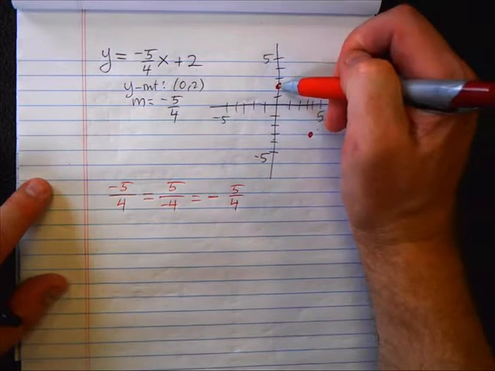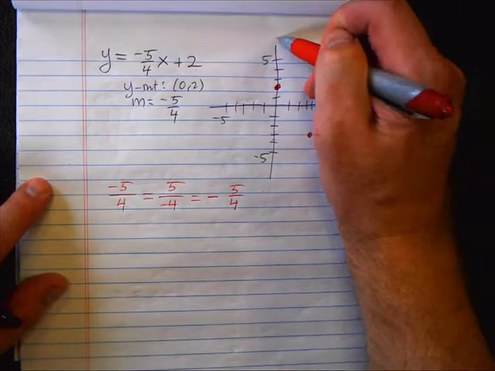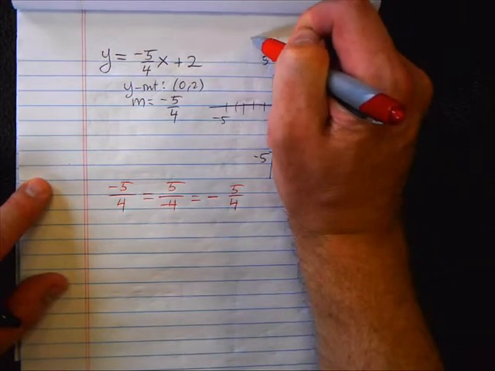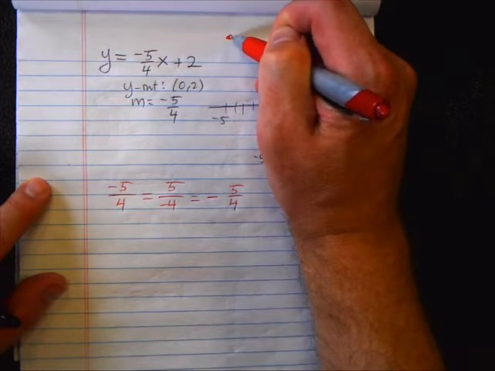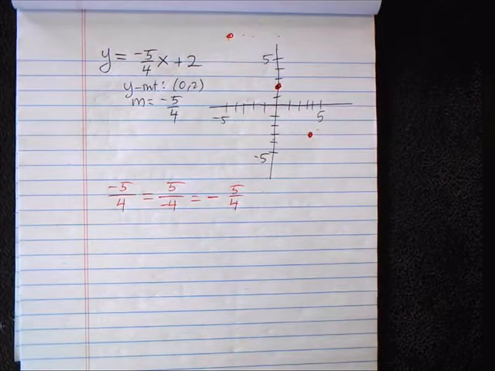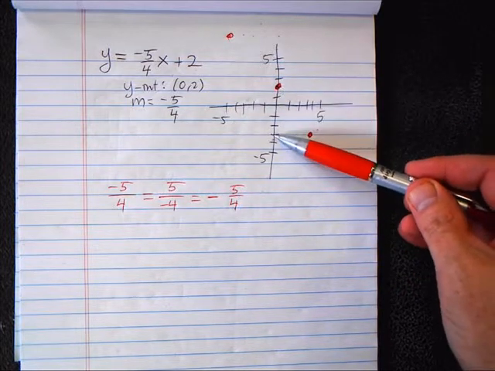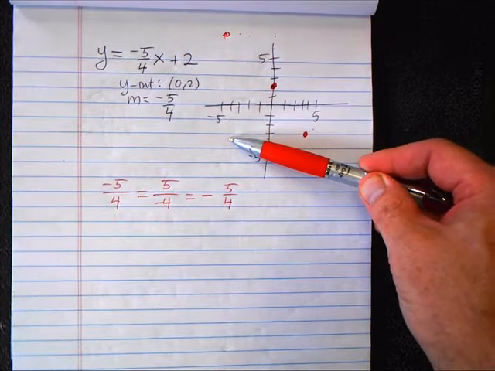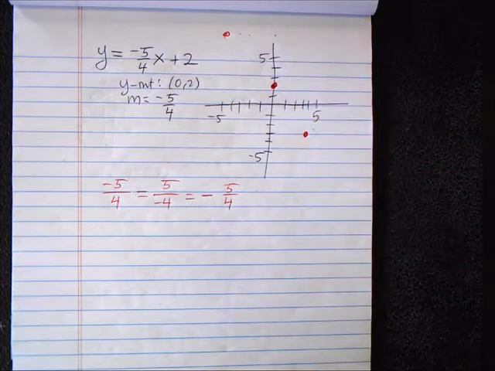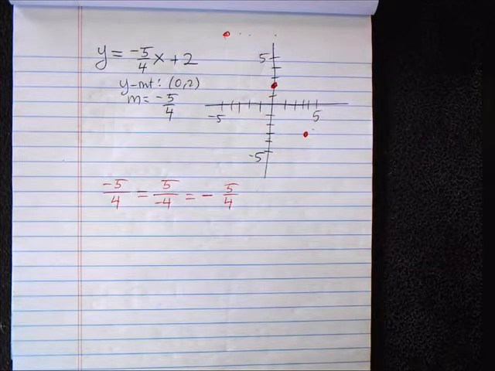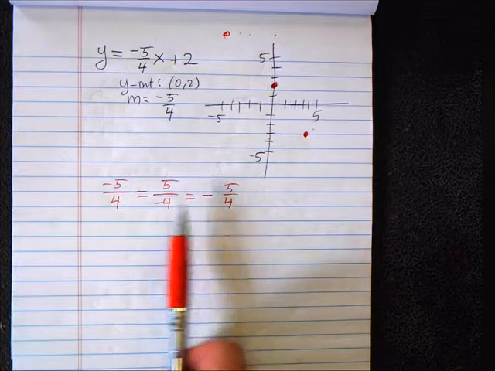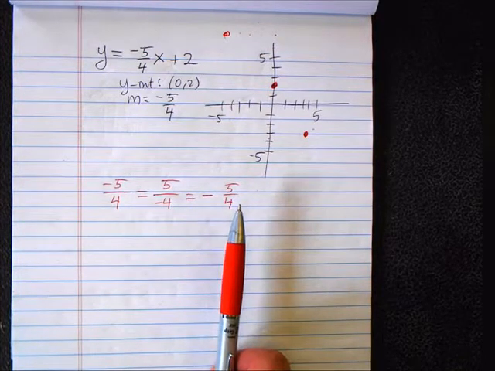I can go up 5, 1, 2, 3, 4, 5, and left 4, 1, 2, 3, 4, and my 3 dots should line up straight. What you can't do, though, is go down 5 and left 4. Then they clearly don't line up. But as far as slope goes, any of these are correct. You can read it any of the 3 ways.